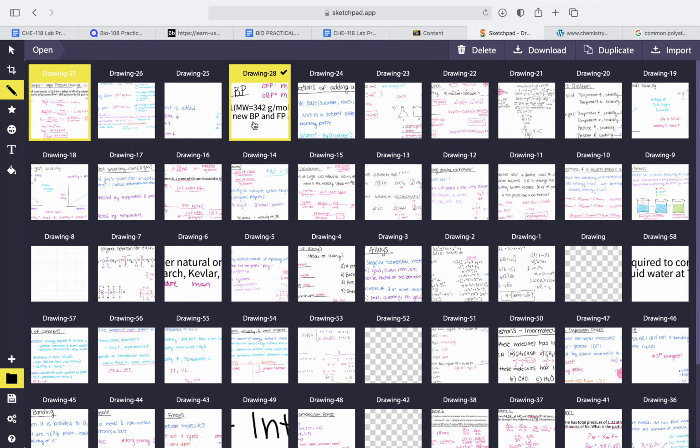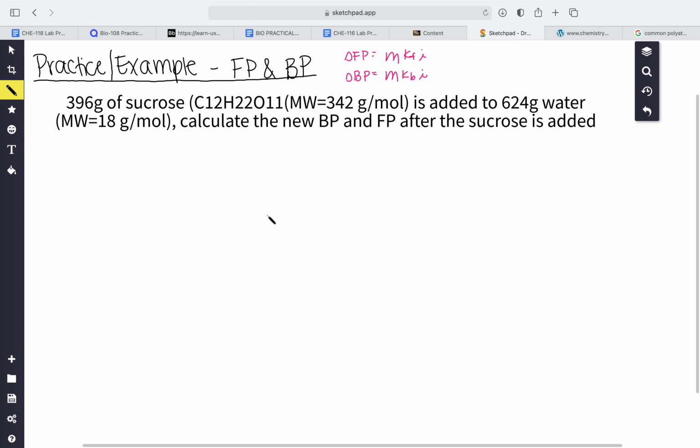Alrighty, the last question that I'm going to go over is on the change in freezing point and the change in boiling point. This is our equation here, but we are going to be dissolving 396 grams of sucrose in 624 grams of water. We're going to calculate the new boiling point and the new freezing point after the sucrose is added.